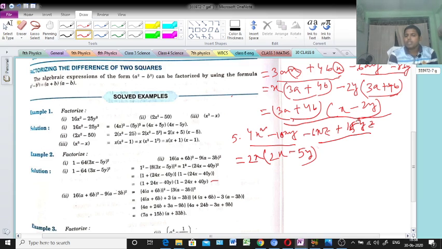Common portion is there or not? 6 is there, 15 is there, means we can take 3 common. And see here x, there y, no common, but z is here, z is there also, so that means we can take it common. So what will we take common? Minus 3. Why minus? Because here minus 6 was there, so that's why minus 3 will be taken common. And after that z also will be common. Clear?